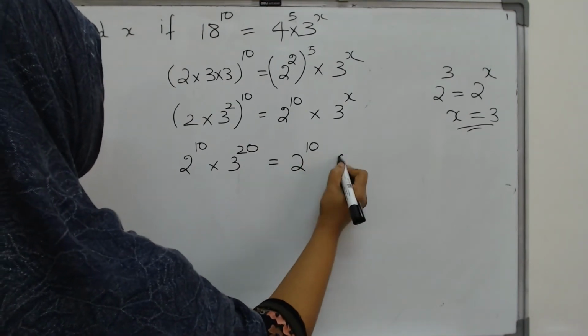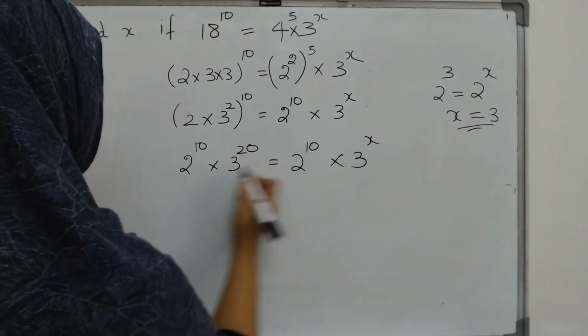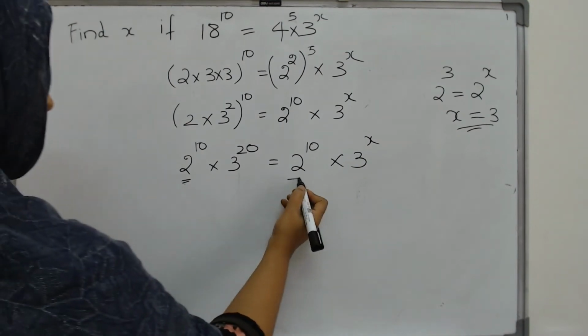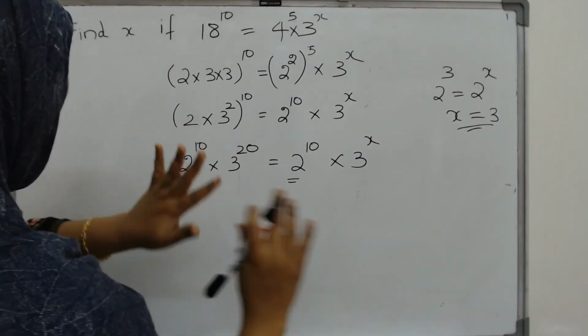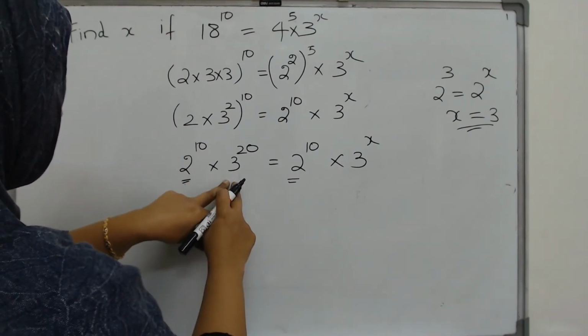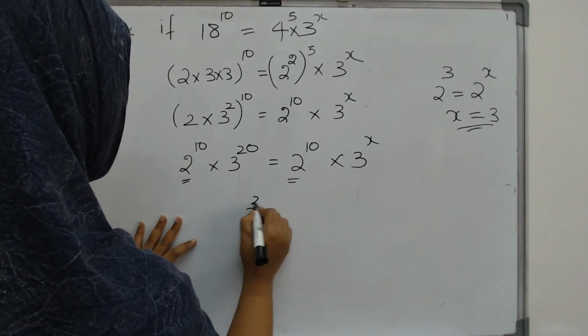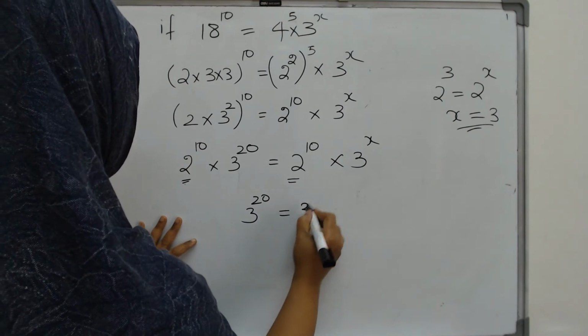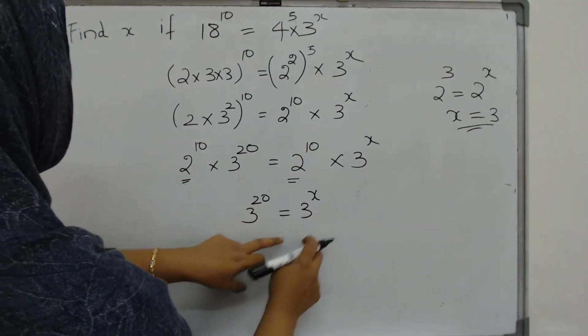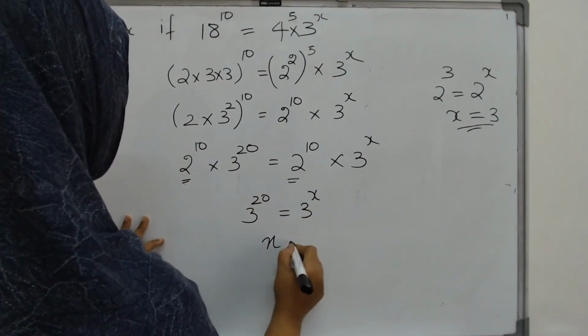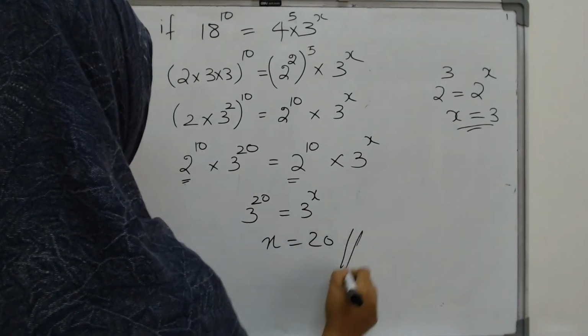Now you see what's happening here. There is the base 2 which has the same exponent. 2 raised to 10, 2 raised to 10. So we are fine with that. What about the 3 here? 3 raised to 20. This will naturally mean 3 raised to 20 is equal to 3 raised to x. That would mean x is equal to 20. Let's go on to the next question.